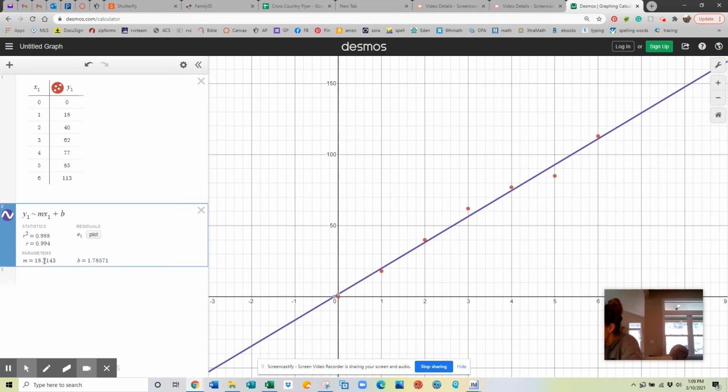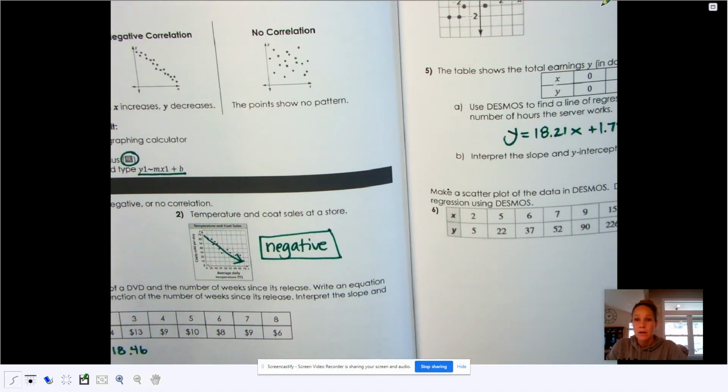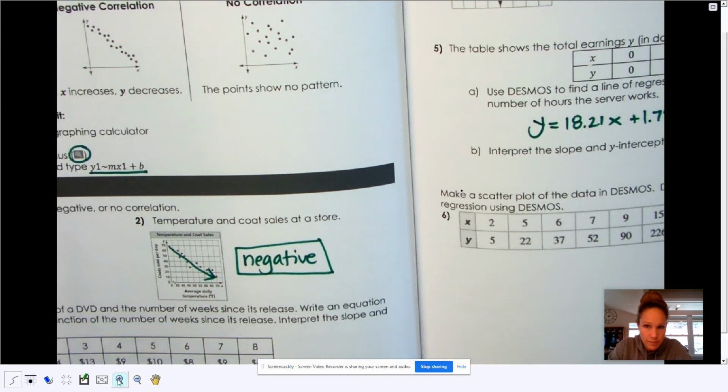So for letter A, it says use Desmos to find the line of regression. And so we're going to write the equation for that. So y equals, the m would be 18.21x, and then the b would be 1.79, because we're going to round it up. All right, so we're going to go back over to the workbook. Sorry, let me zoom in again.